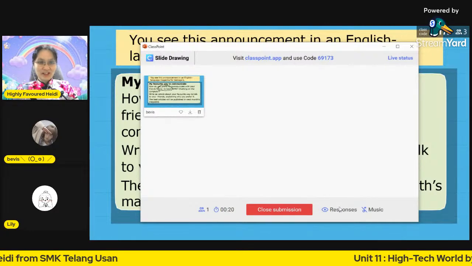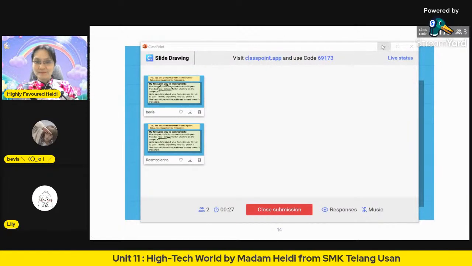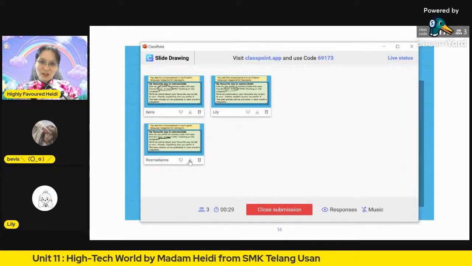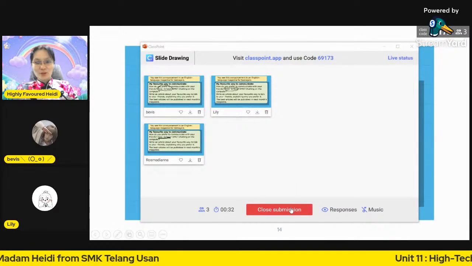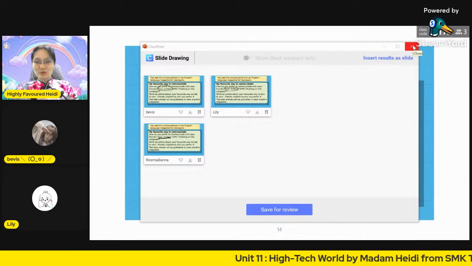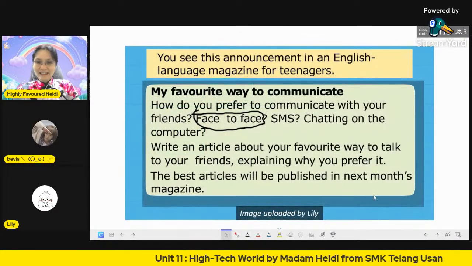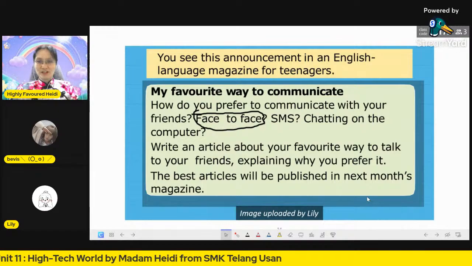All right, face to face. There is one face to face. How about Lily and Rosmadiana? Rosmadiana also likes face to face. I think everyone prefers face to face, but during this lockdown, during this pandemic, you're not allowed to do so. All the three of you prefer face to face. Okay, let's move on.